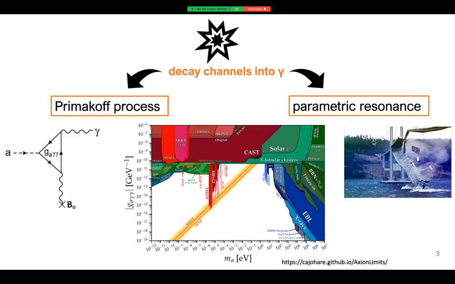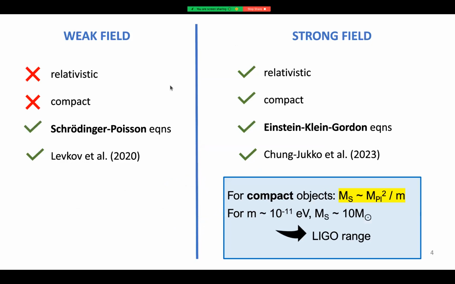Great. So now there's one key thing that is important for my work, because what I am essentially doing is simulating these axion stars in the strong regime using numerical relativity, as I'm going to come back to soon. That means that my axion stars are relativistic, they are compact, and they are solutions to the Einstein-Klein-Gordon equations.